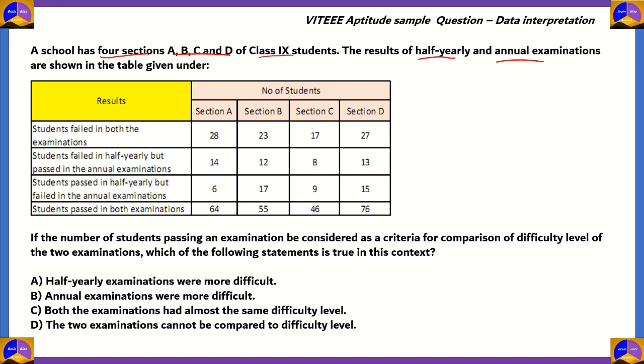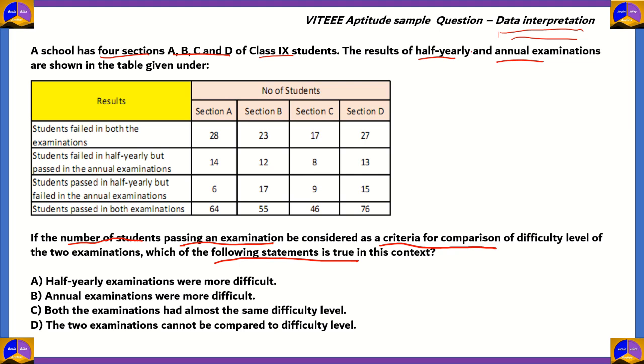So if the number of students passing an examination is considered as a criteria for comparison of the difficulty level of the 2 exams, then which of the following statements is true? Half-yearly exams were more difficult, annual exams were more difficult, both the exams have almost the same difficulty level, or the 2 examinations cannot be compared in difficulty level. So this question is based on data interpretation, and we have to interpret the data given to us. And we will use the criteria that the number of students passing an examination can be considered as the criteria for the comparison of the difficulty level.